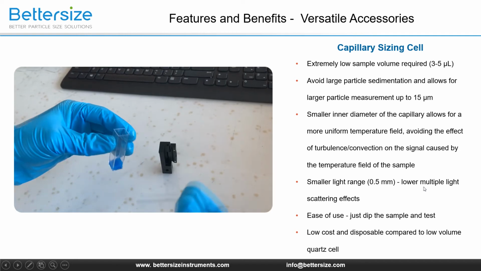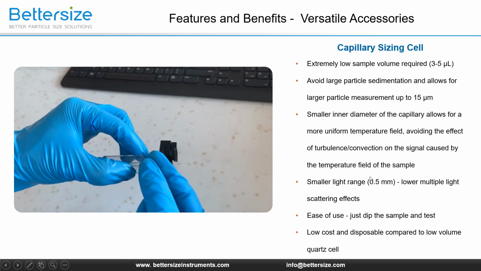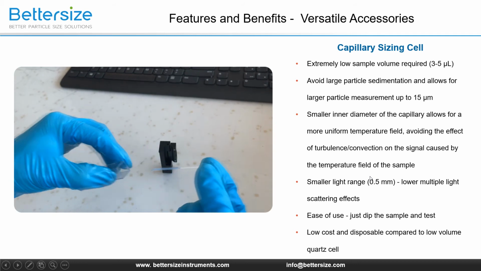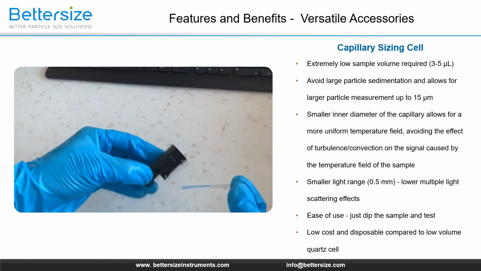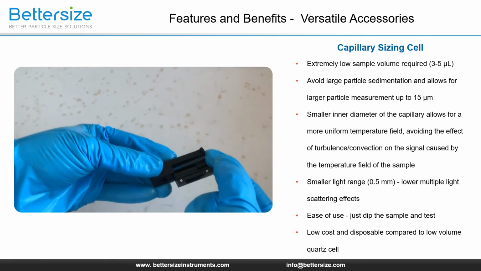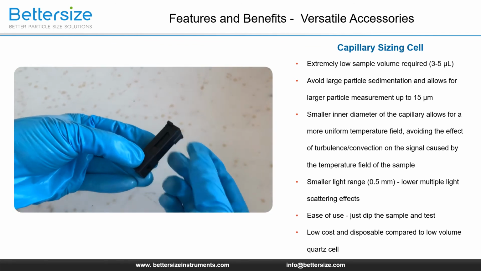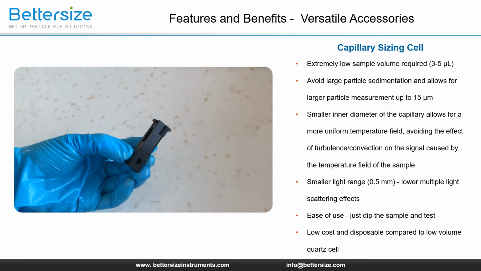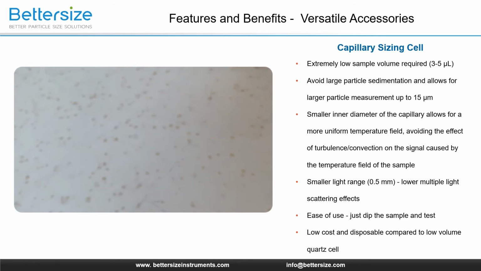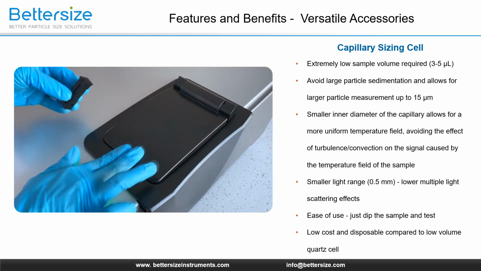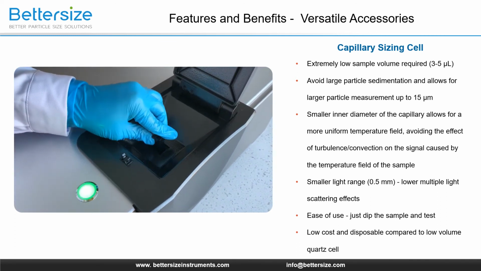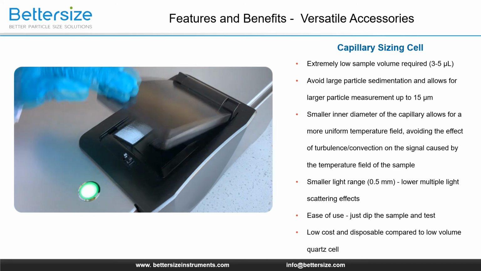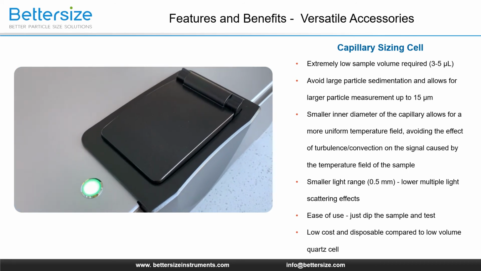When you are performing a size measurement, just dip the sample and then put the cell into the supporting bracket. Adjust the height of the sizing tube until its upper end is aligned with the top of the bracket. Then, put it in the sample holder of the instrument. That's it. The sample is ready for test. So, the sample preparation becomes very easy. In addition, the capillary sizing cell is disposable with low usage cost.